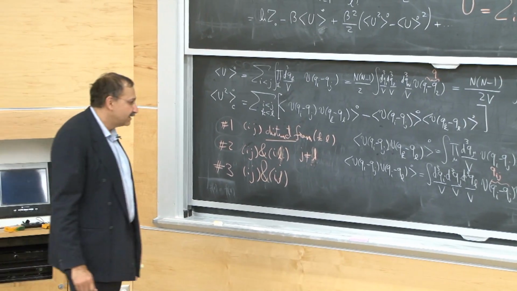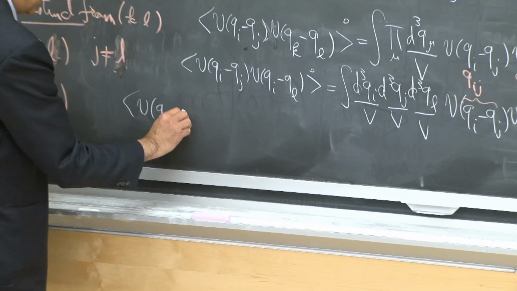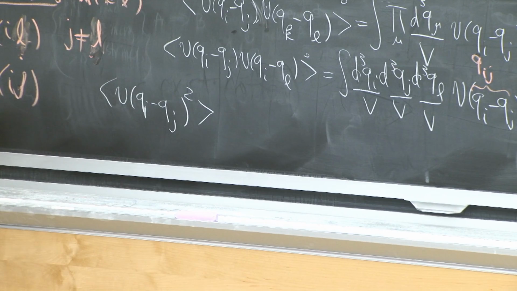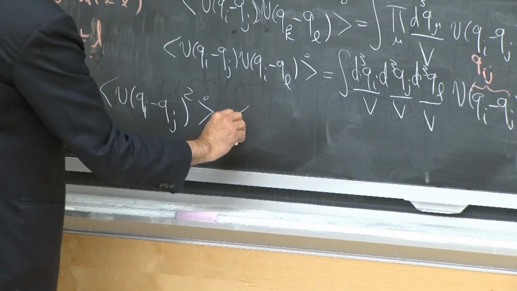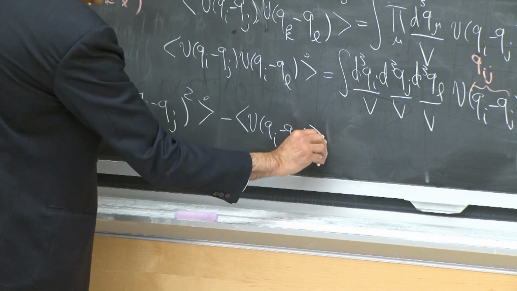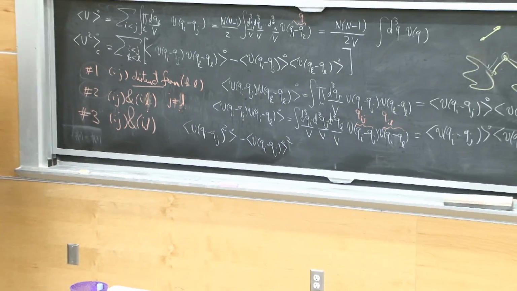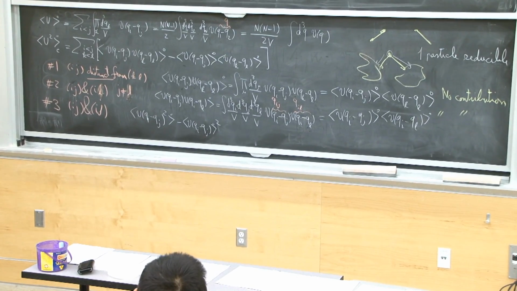What do I get then? I get v of qi minus qj squared, minus v of qi minus qj, zeroth order squared. Okay? So it's the variance of a single one of these bond contributions.